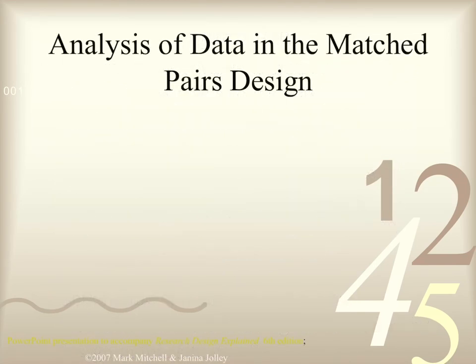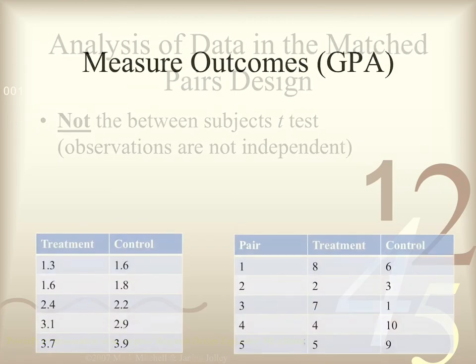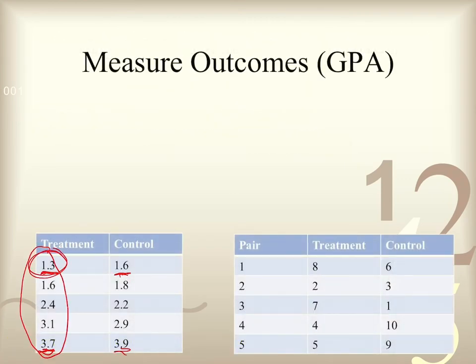Okay, briefly, just to end with, when we analyze the data from a matched pairs design, we're not going to use the typical, what's called between subjects t-test. And this is because our observations are not independent of one another. Why are they not independent? Well, because our observed score for this person is actually dependent on this person. They are matched with one another. In other words, these people have something in common, which is that they are the lowest IQ.